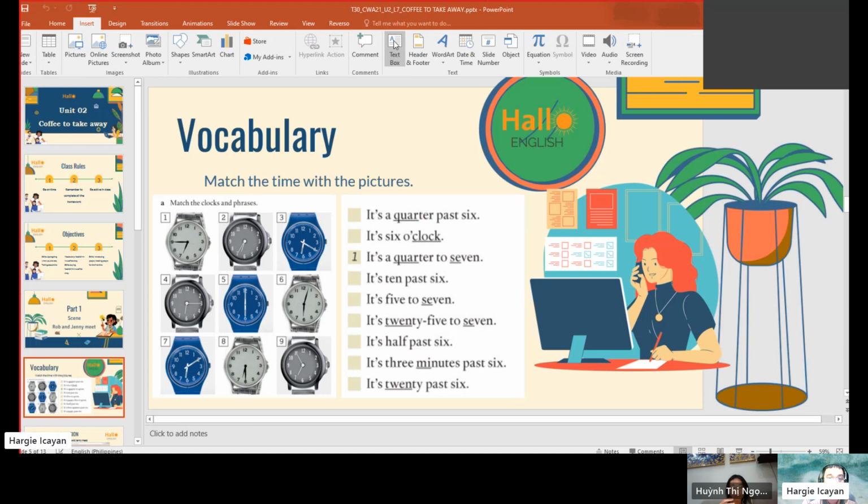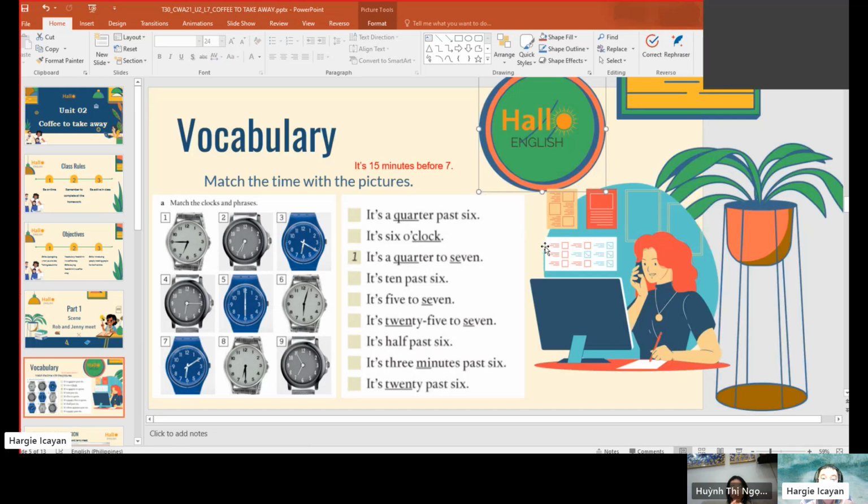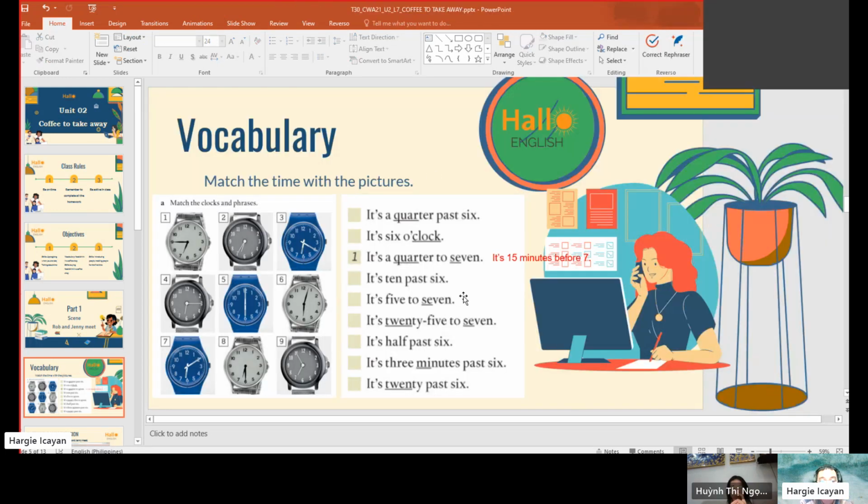The proper way of saying that is a quarter to seven. But I don't know if you also use this one, Bich. Let's say someone asks, what time is it? Sometimes a person might say, it's 15 minutes before 7. This is also acceptable in English. So when someone asks you what time it is, you can also say it's 15 minutes before 7, which is the same as saying it's a quarter to seven. Okay, Bich. Next, what about picture number two?